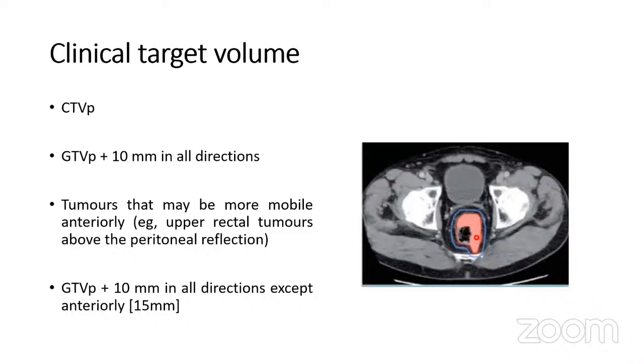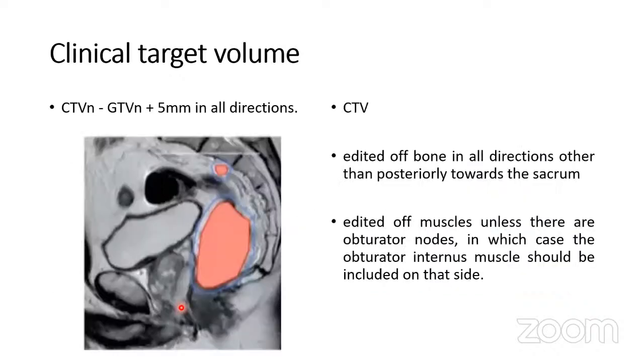Next, coming on to the CTV, as I said, it accounts for microscopic disease. So from the primary tumor, we give a margin of 10 mm in all directions for the creation of the CTV. And for tumors which may be more mobile, especially the upper rectal tumors above the peritoneal reflection, where there can be more movement in the anterior direction, you can give 15 mm anteriorly in such cases.